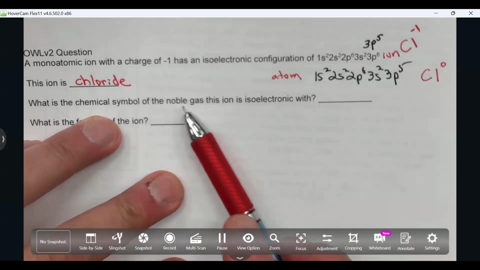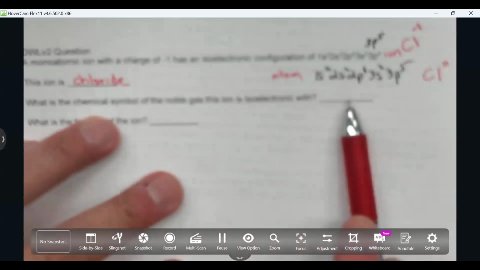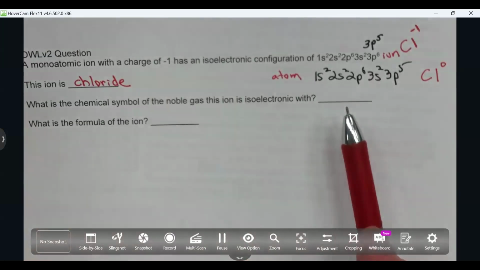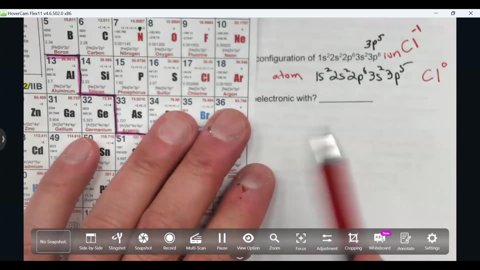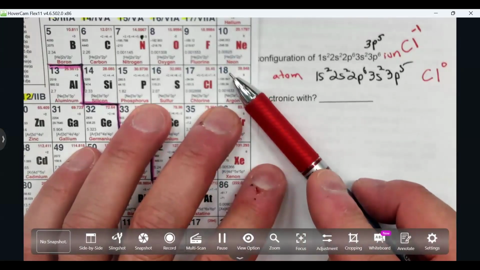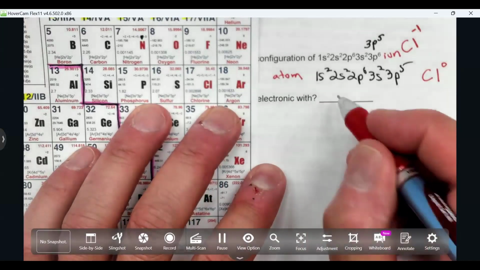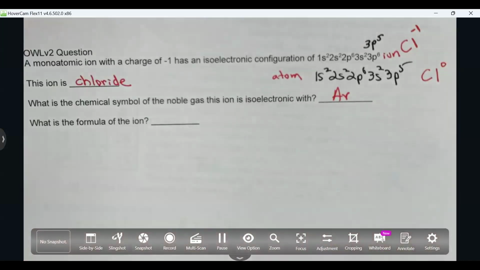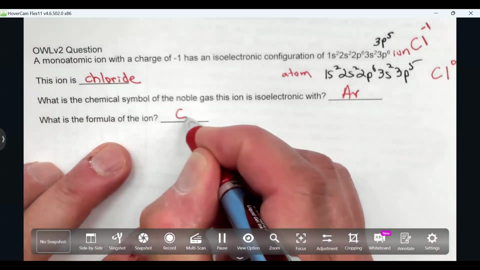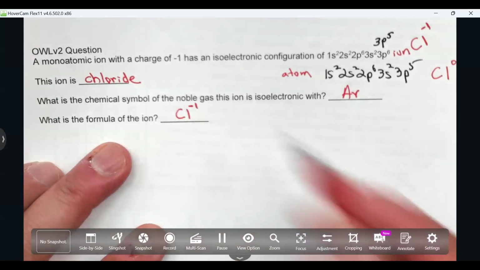What is the chemical symbol of the noble gas this ion is isoelectronic with? 18 electrons, right? The ion has gained 1 electron, argon. And the formula for the ion, Cl -1.